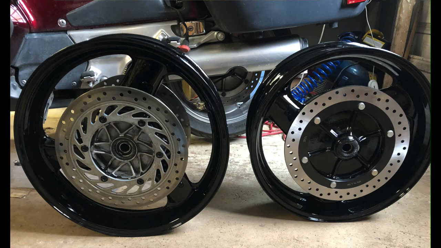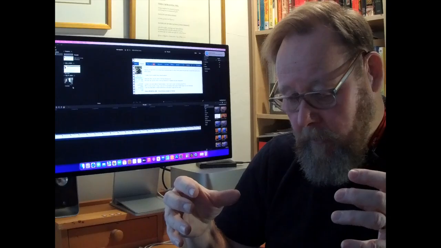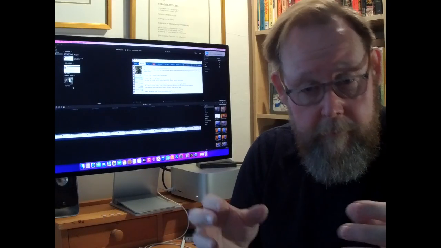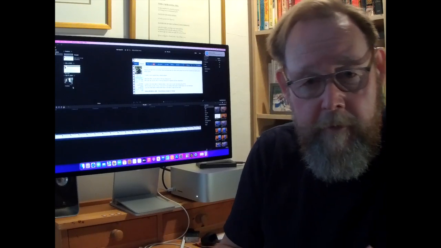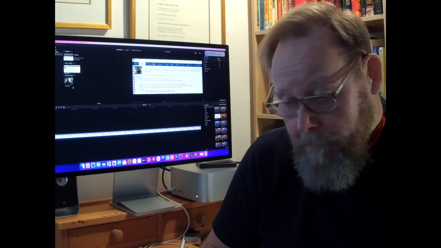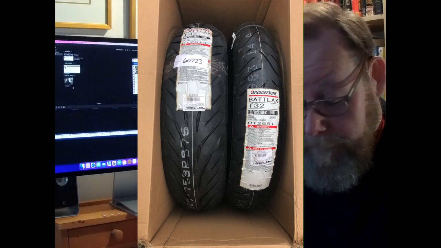I have an ABS 2 model, so my brake rotor discs are different sizes, and I wanted to have just a complete unit to swap out from one bike, one rim to the other, without having to remove rotors when I did that process.